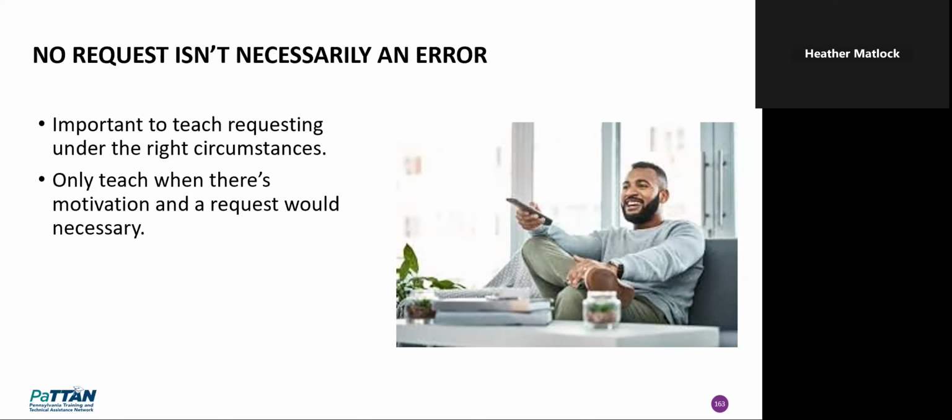That situation's a little bit different if I'm in the middle of watching a show with my husband and I'm not going to just change the channel without asking. Or if he's holding the remote, I'm not going to go and rip it out of his hands, right? A request would be necessary in those situations.